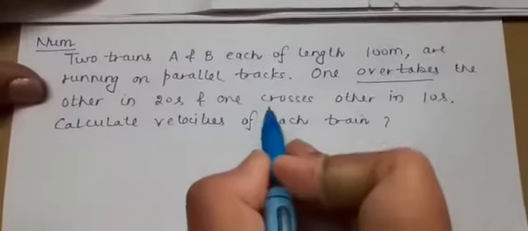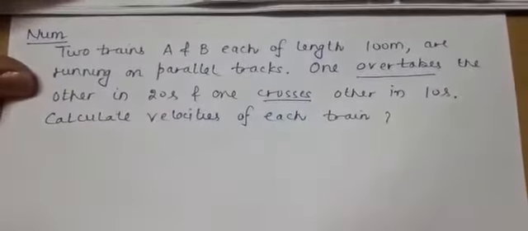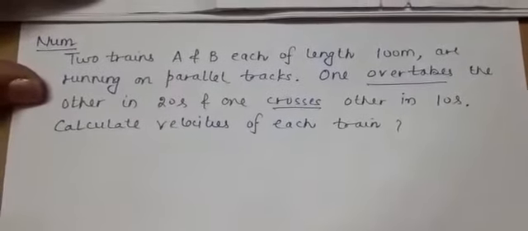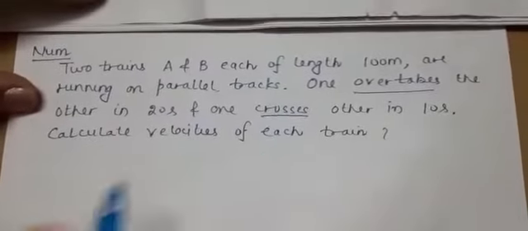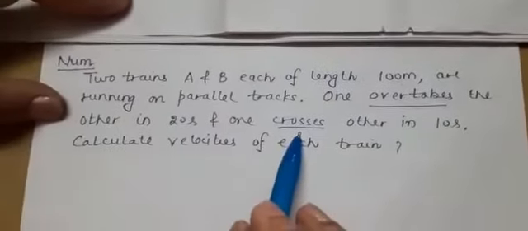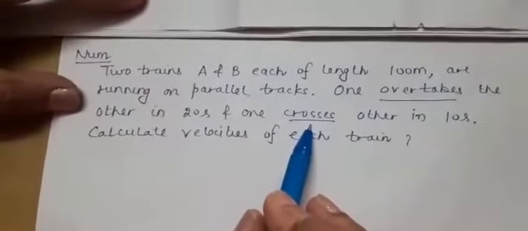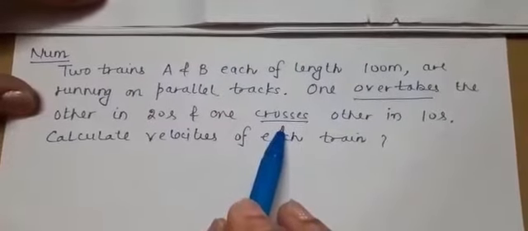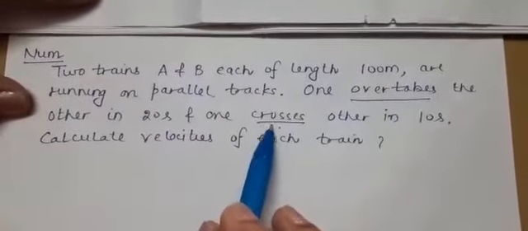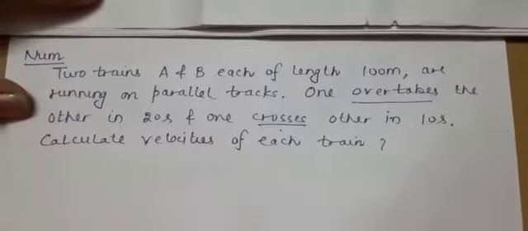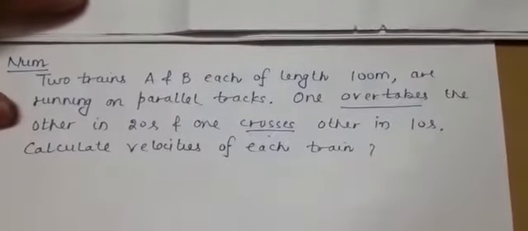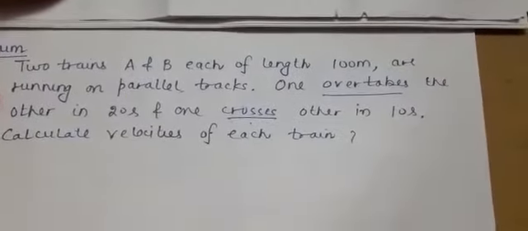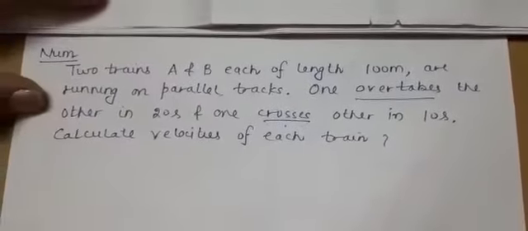Second point, one crosses the other in 10 seconds. This means when the bodies are moving in opposite direction, only then there is a point of crossing. When they are moving in the same direction, then the concept of overtake. When they are moving in the opposite direction, then only there is a concept of crossing. If these two points are clear to you, now you can simplify these concepts very easily.